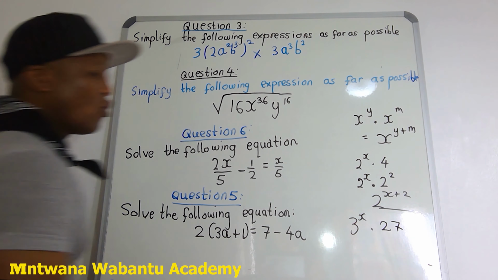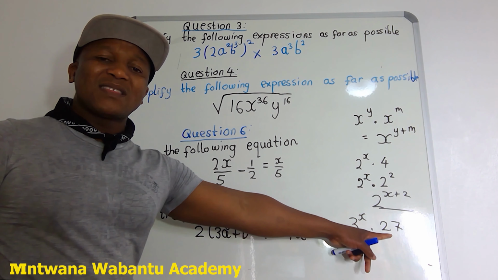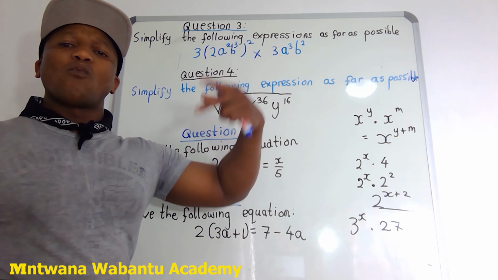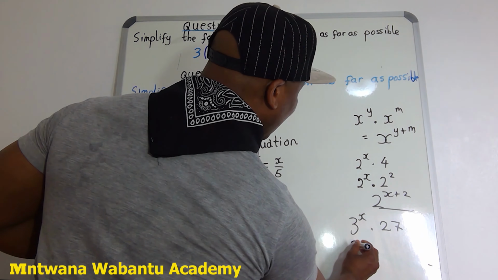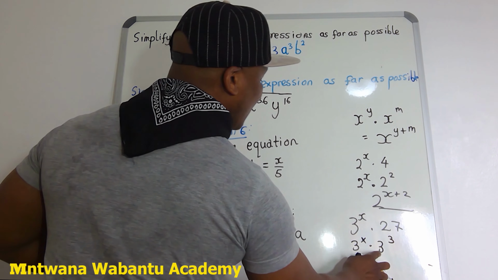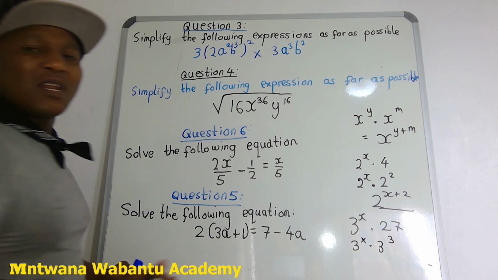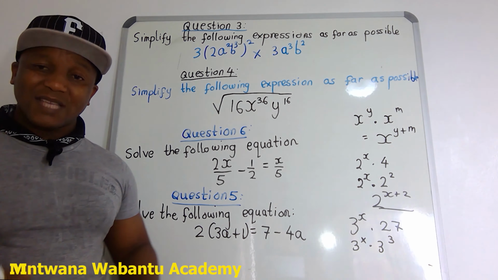Okay, somebody gives, let's say, 3 to the power x multiplied by 27. I can use the same approach. This is 3 to the power x, but then I have to break this 27 into 3 to the power what to get 27. You see what I'm saying? 27 is 3 to the power 3. If you take 3 to the power 3, it equals 27. What is 3 to the power 3? It means 3 times 3 times 3 equals 27.